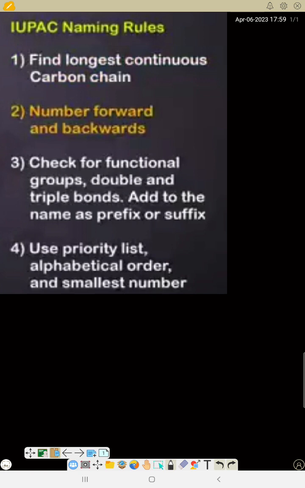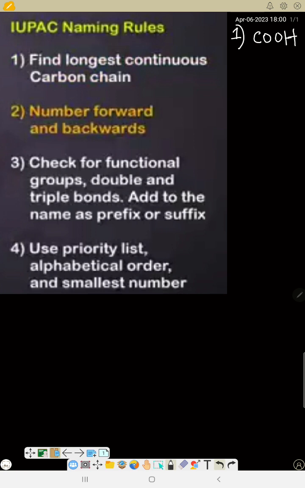So what is the priority list? Look at the priority list here. That is the way we are going to number the carbon, to pick the smallest number, by using the priority list if you have more than one functional group. I will use an example to back it up. But for now we have number one, COOH.